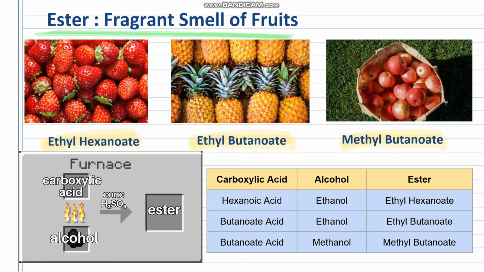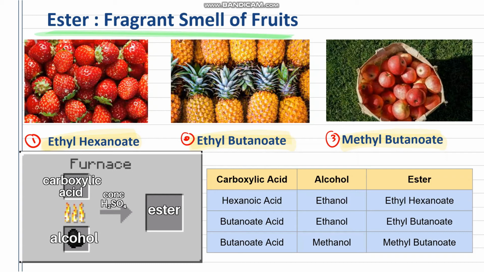Next we move forward to esters which give the fragrant smell of fruit. In your syllabus there are several names of the esters that you have to know. The first one is ethyl hexanoate. Ethyl hexanoate, like I mentioned just now, is the strawberry flavor. And then next we have ethyl butanoate, which is related to the pineapple flavor. And the third one is methyl butanoate, which is the apple flavor.